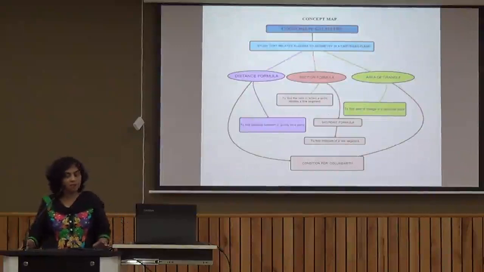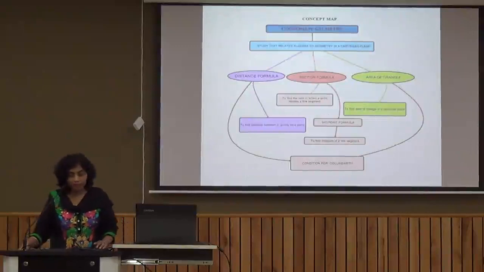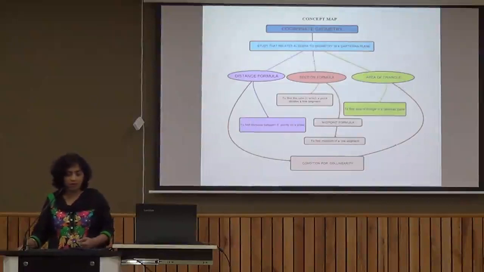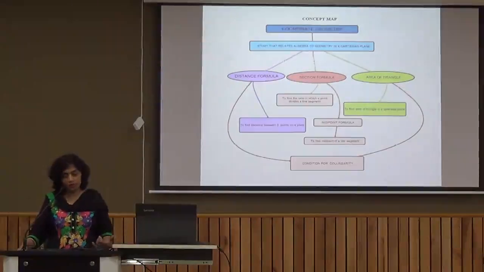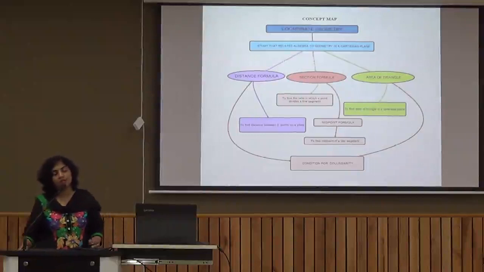Let's have a concept map, coordinate geometry. We study the related algebra to coordinate geometry: the distance formula, the section formula, and the area of the triangle. The distance formula is used to find the distance between 2 points in a given plane. The section formula is used to find the ratio in which a point divides a line segment, or to find the midpoint of a line segment. The area of a triangle formula is used to find the area of a triangle, and the distance formula and the area of a triangle are together used to check the condition for collinearity.